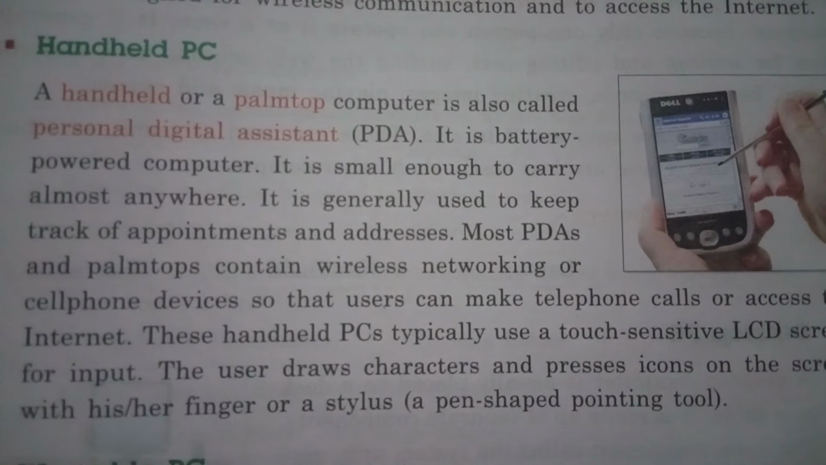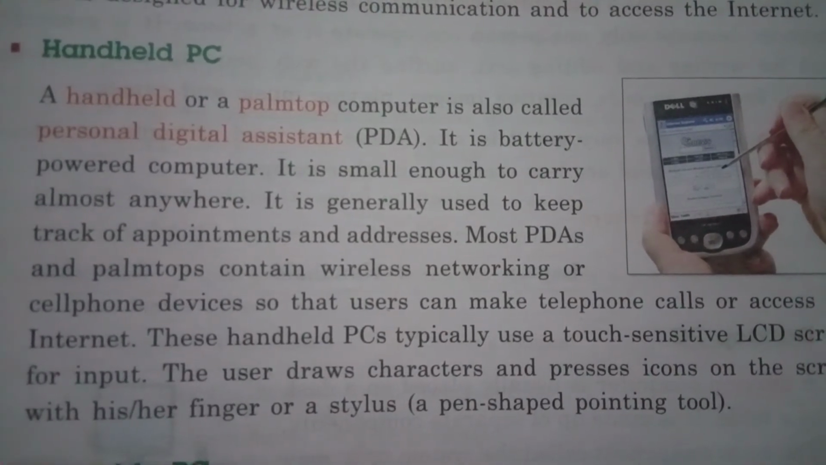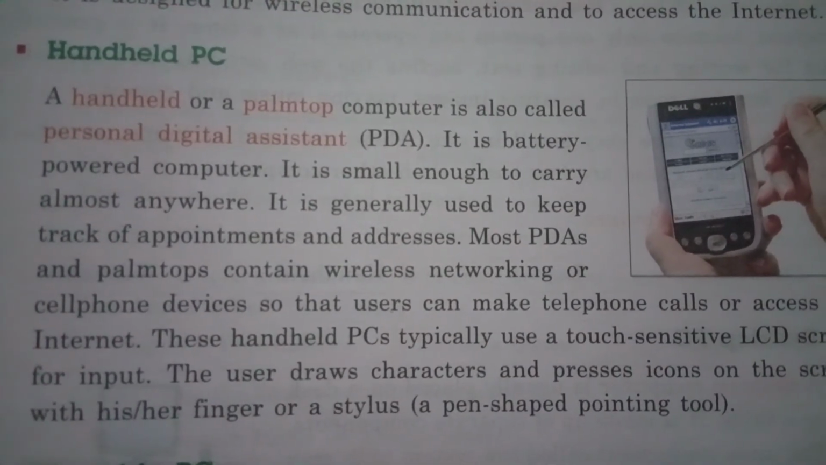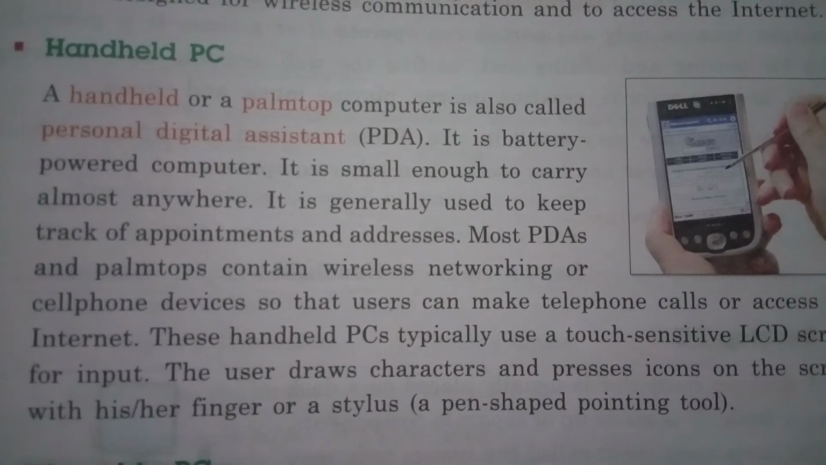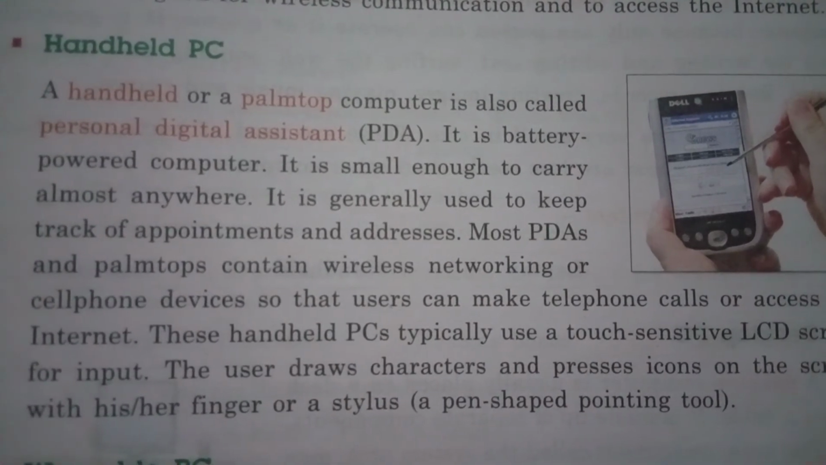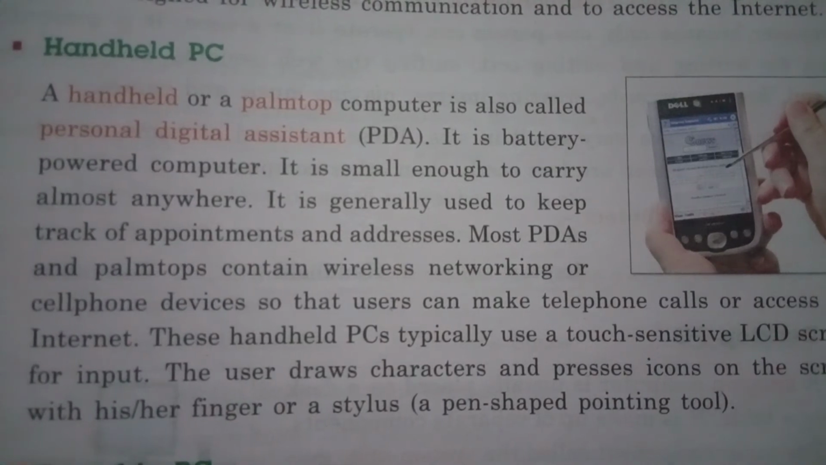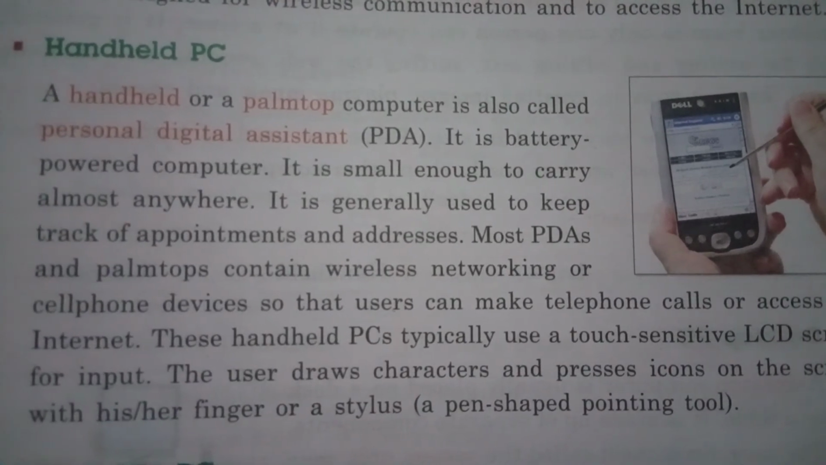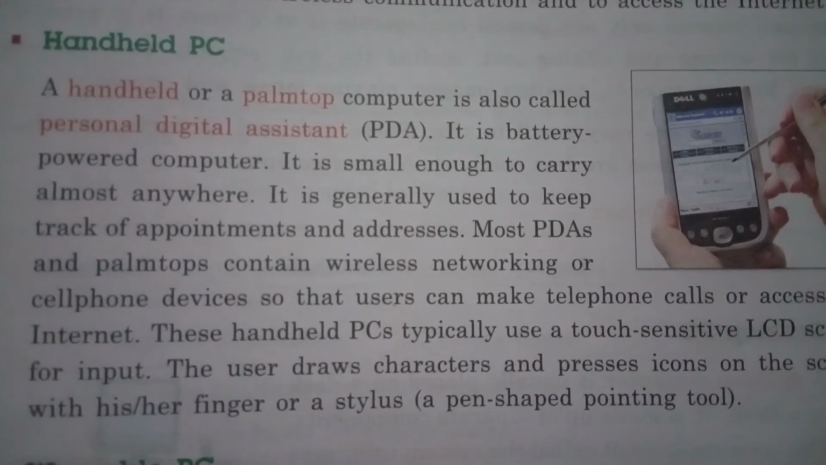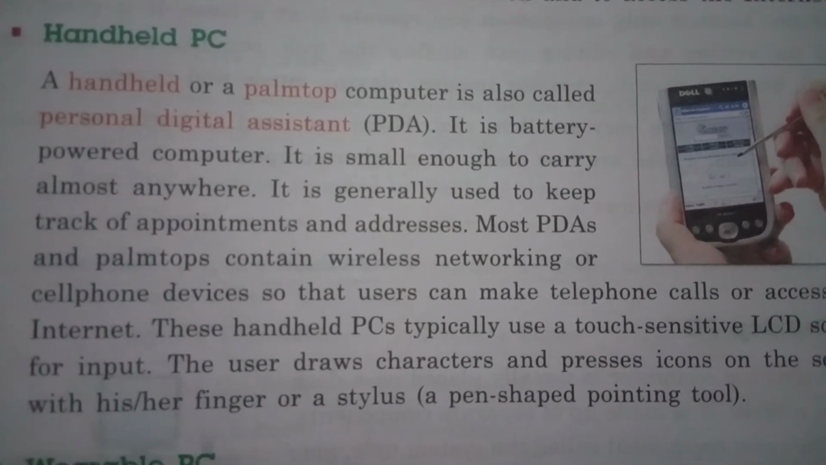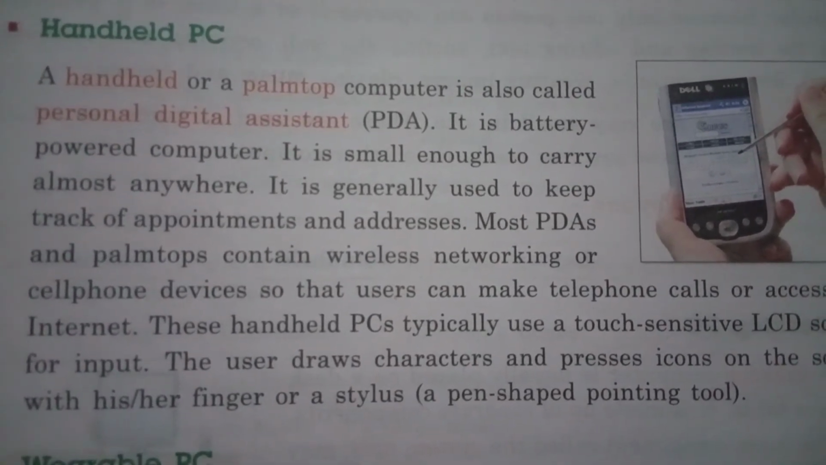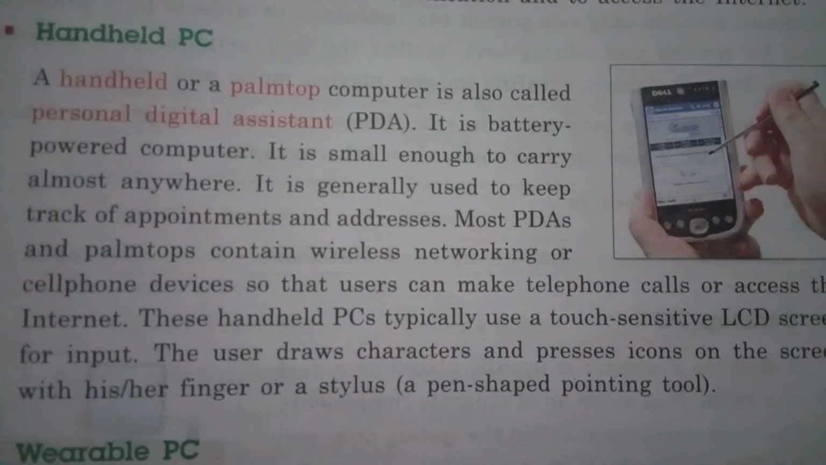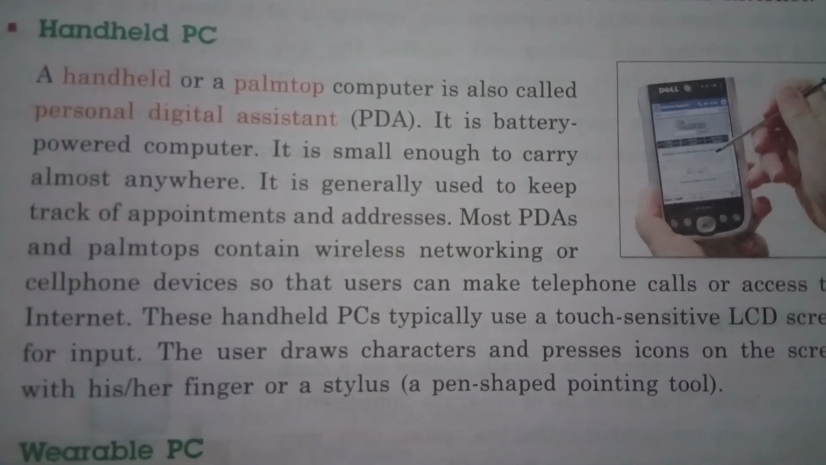PDA. PDA is the short form of Personal Digital Assistant. It is a battery powered computer. Your mobile phone is also run by battery. Like that, it is also a battery powered computer. It is small enough to carry almost anywhere. You can carry it with yourself anywhere. It is generally used to keep track of appointments or meetings and addresses etc.